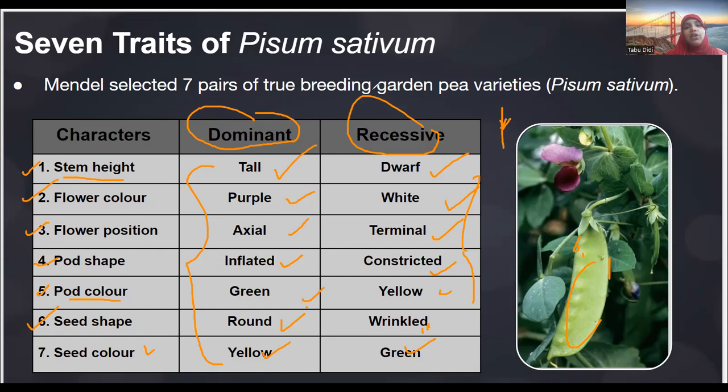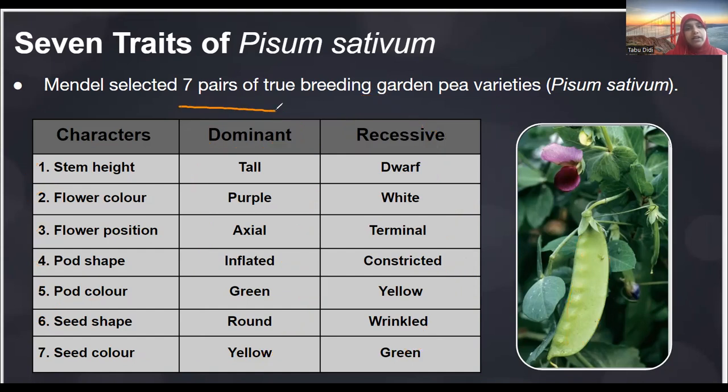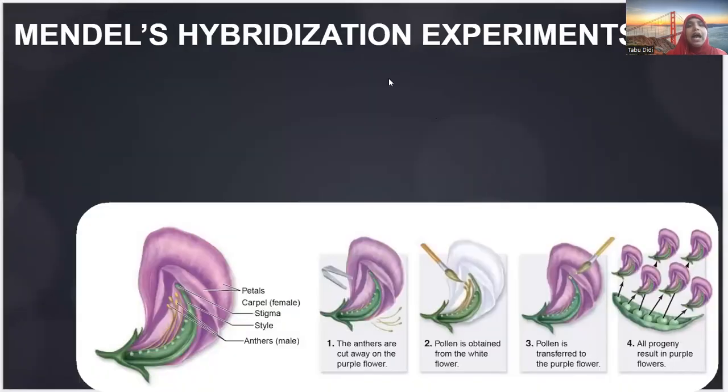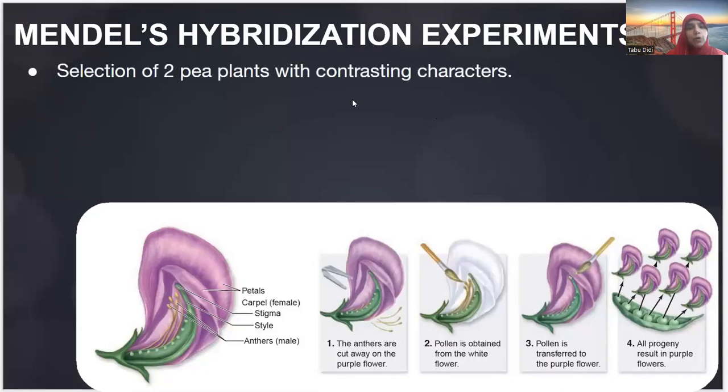So these are the 7 contrasting traits, or 7 pairs of true breeding traits, of the garden pea variety, Pisum sativum, that Mendel chose. So how did he carry out the hybridization experiment? Basically, he selected 2 plants with contrasting traits, let's say a purple flower plant and a white flower plant.